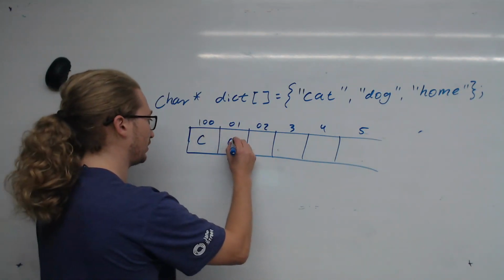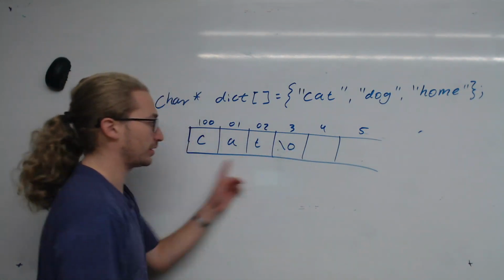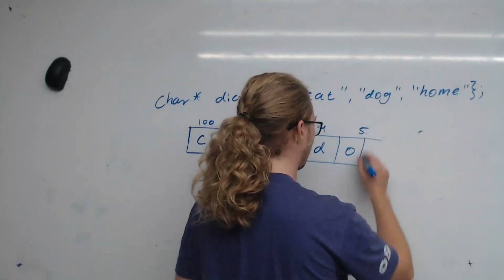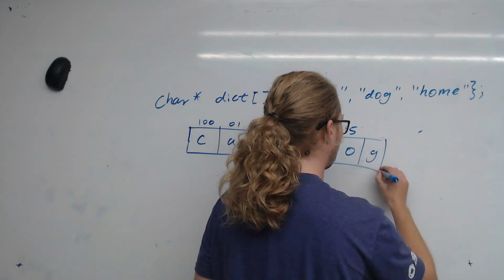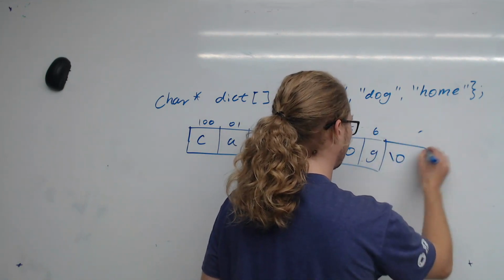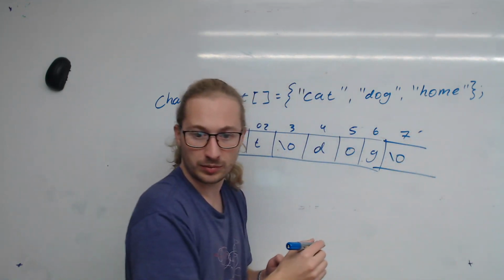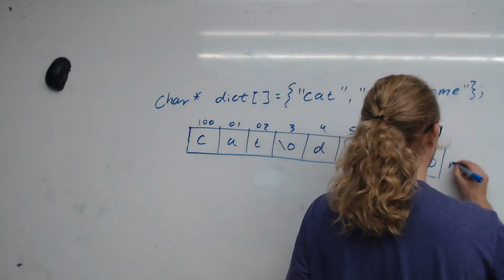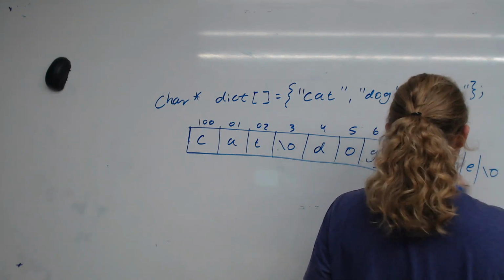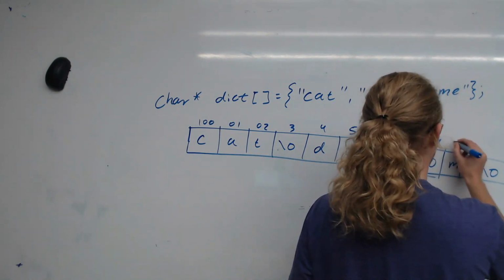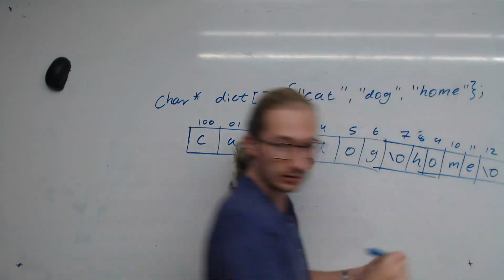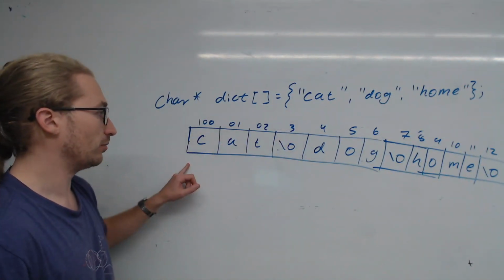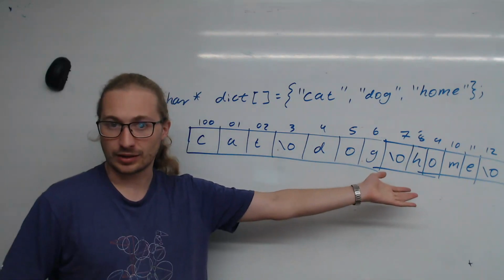So cat, and then a null terminator. This is the first string. And then we'll have dog, so D, O, G, and then the second null terminator. Got enough room here? Yeah, we'll have enough room. And then home, so H, O, M, E, null terminator. 8, 9, 10, 11, 12. Does that all fit in the screen? Just barely. Wonderful. So C will put all these strings in memory, probably consecutively.